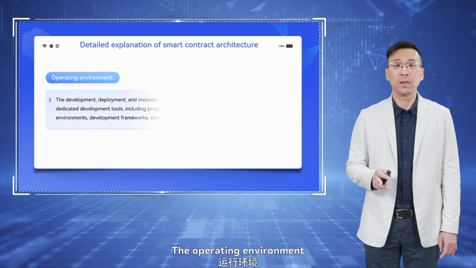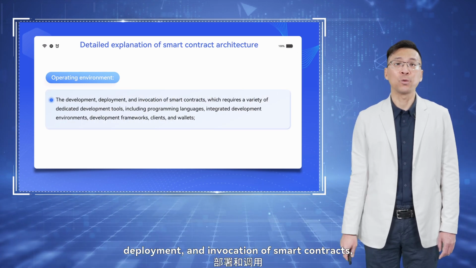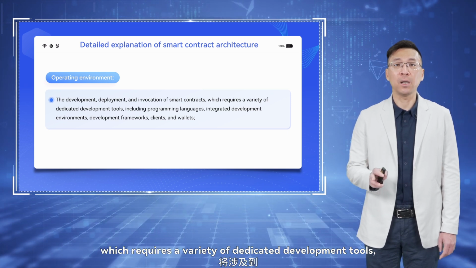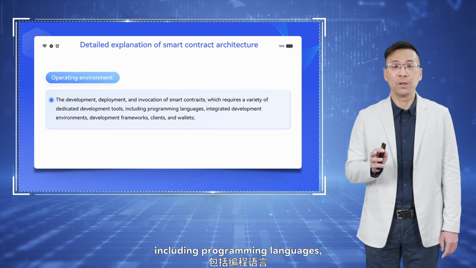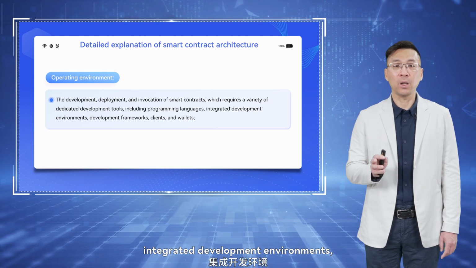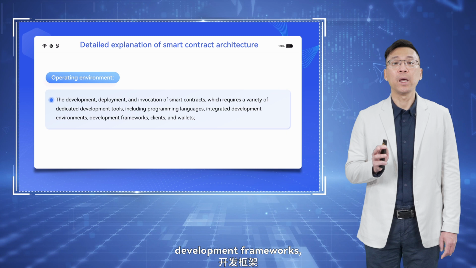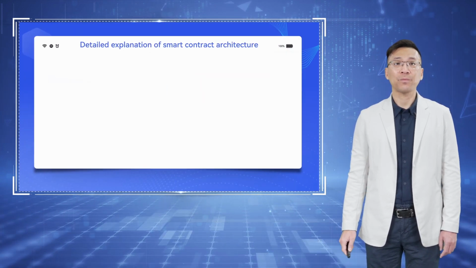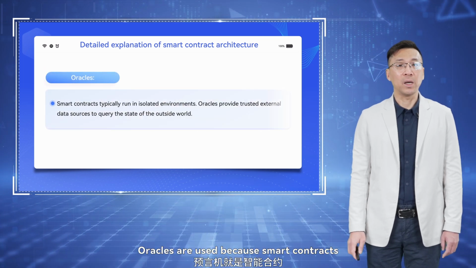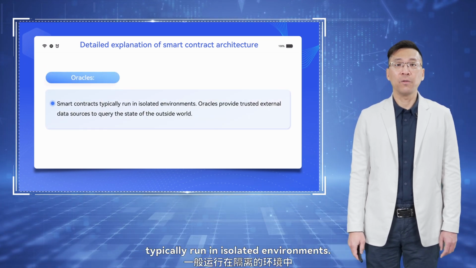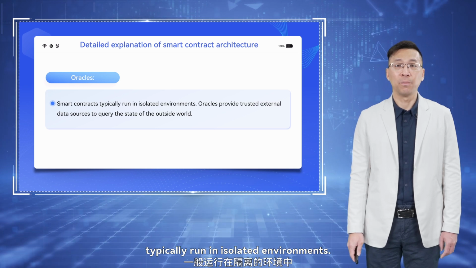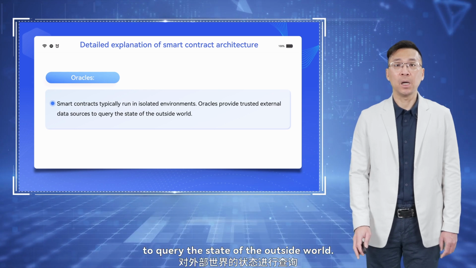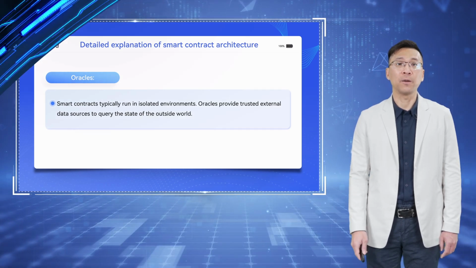The operating environment involves the development, deployment, and invocation of smart contracts, which requires a variety of dedicated development tools, including programming languages, integrated development environments, development frameworks, clients, and wallets. Oracles are used because smart contracts typically run in isolated environments. Oracles provide trusted external data sources to query the state of the outside world.